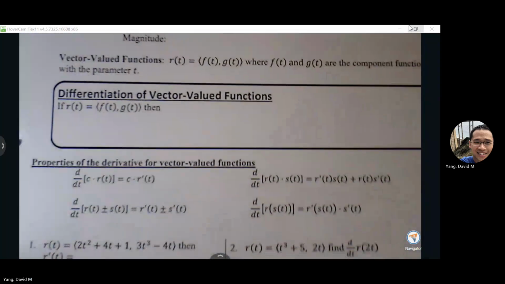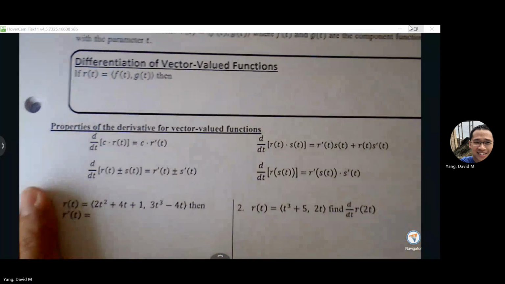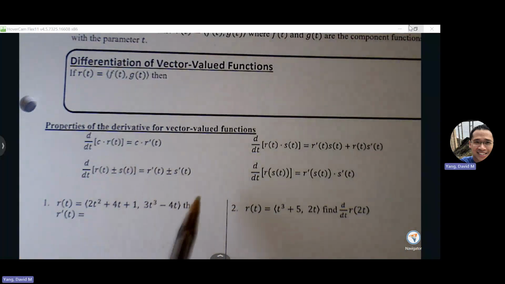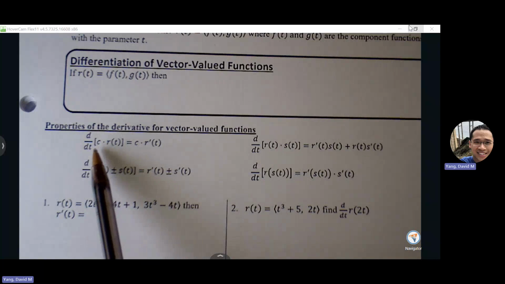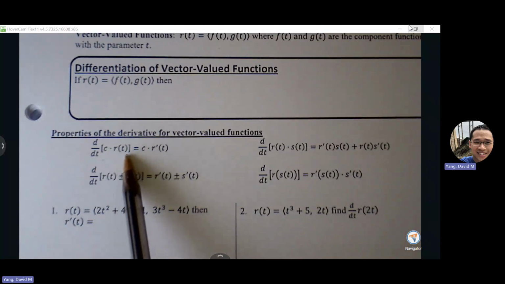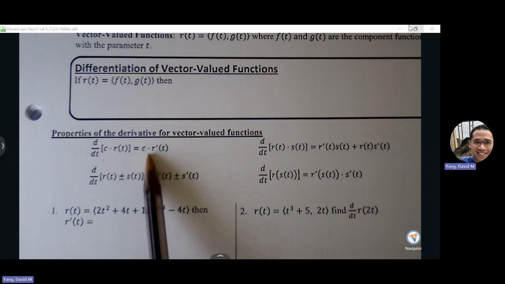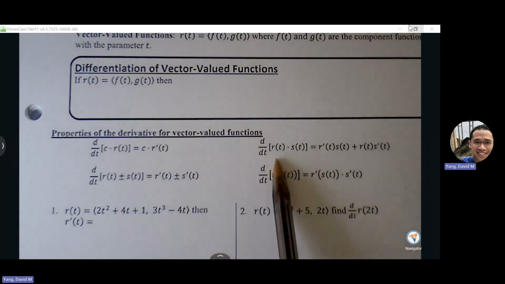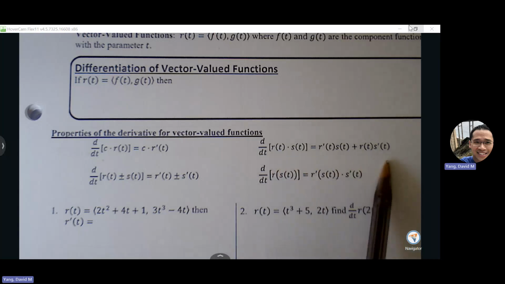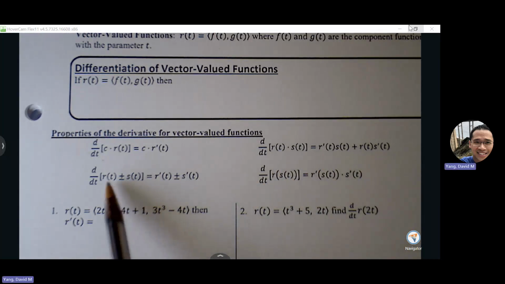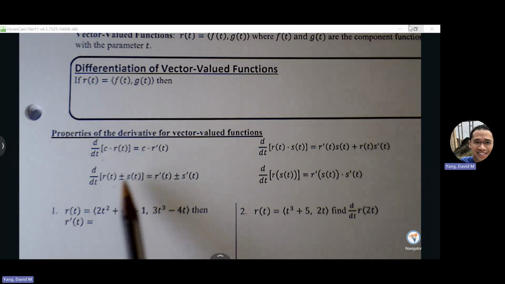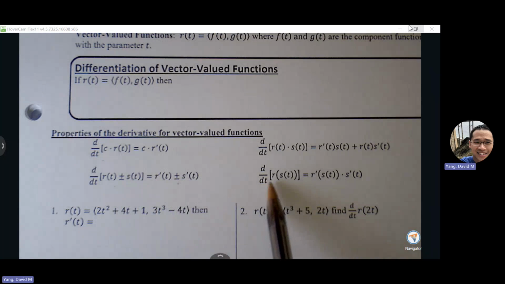All right, let's look at some of these properties here. These properties reflect rules that we already know. If I want to find the derivative of a coefficient times a variable, that coefficient stays. I'm just taking the derivative of my variable expression. If I have r of t times f of t, then this is product rule. If I have r of t plus or minus s of t, then I can treat the derivative separately with a plus or minus in between. And if I have a function within a function, then there's chain rule.